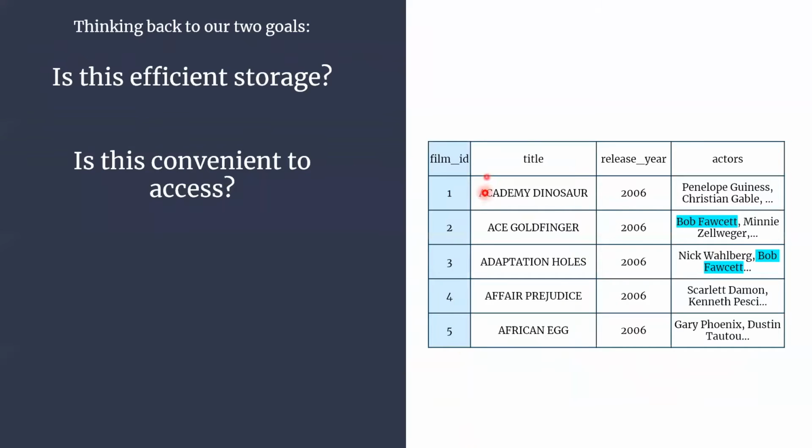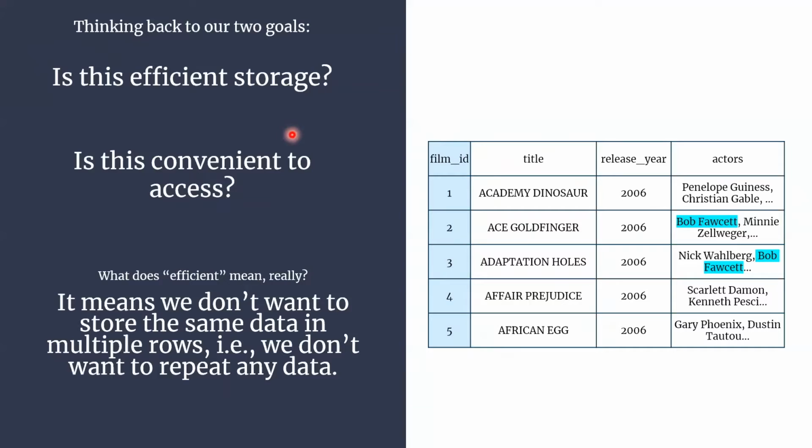Okay, so this is what we're storing, right? This is the table that we have, the same columns as before. Now let's think back to the goals that we had at the beginning of the video. Is this efficient storage, and is this convenient to access? Those are the 2 questions that we want to answer. Before we think about answering these questions, let's look at what efficient actually means. By efficient, what we mean in this case is that we don't want to store the same data in multiple rows.